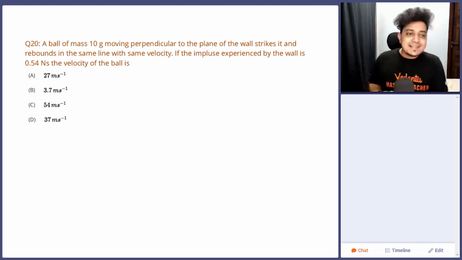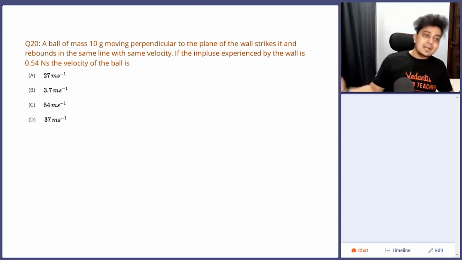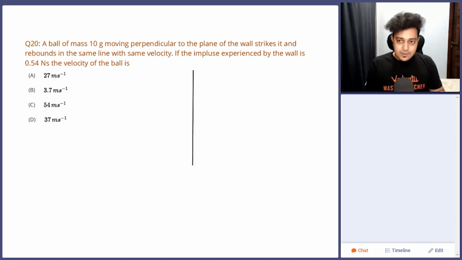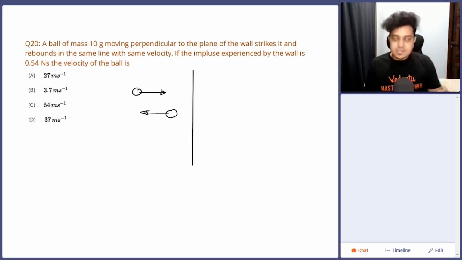There is a ball of mass 10 gram moving perpendicular to the plane of the wall, strikes it and rebounds along the same line with the same velocity. The impulse experienced by the wall is 0.54 Newton second. Then what is the velocity of the ball? Okay. So suppose this is the wall and this is the ball which goes and hits it and rebounds with the same velocity. I'm showing it here, but it rebounds along the same line. Just for visualization purpose, I'm showing it below.